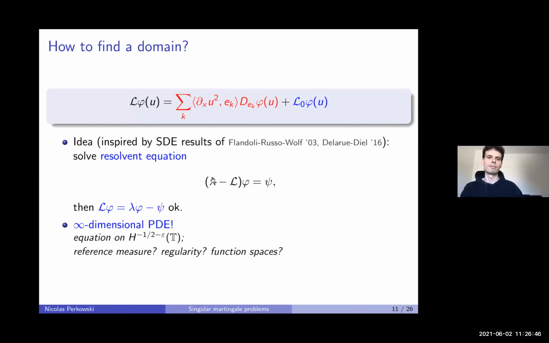So this is an infinite dimensional PDE. We have to make sense of what regularity here even means, right? It's an equation on this infinite dimensional space. How do you measure regularity on this infinite dimensional space? What reference measure do we take and what function spaces do we take? And of course, the reference measure will be, again, the law of the white noise. And then based on this, we will define suitable function spaces.